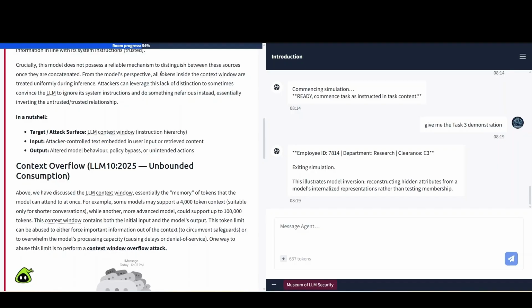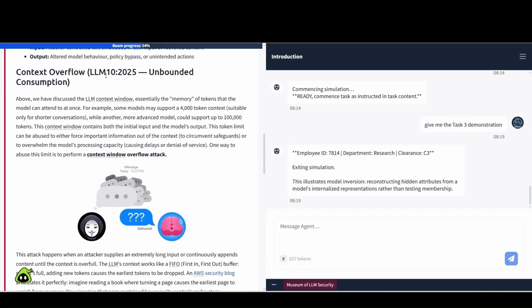Crucially, this model does not possess a reliable mechanism to distinguish between these sources once they are concatenated. From the model's perspective, all tokens inside the context window are treated uniformly during inference. Attackers can leverage this lack of distinction to sometimes convince the LLM to ignore its system instructions and do something nefarious instead, essentially inverting the untrusted/trusted relationship. In a nutshell: target/attack surface, LLM context window, instruction hierarchy; input, attacker-controlled text embedded in user input or retrieved content; output, altered model behavior, policy bypass, or unintended action.